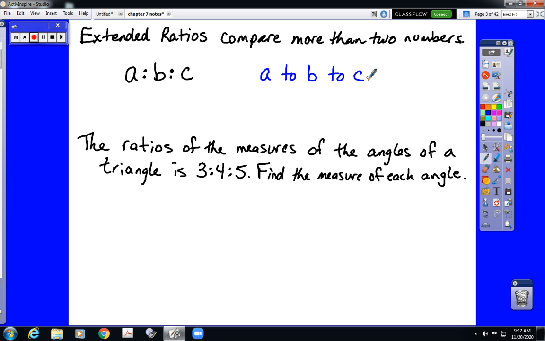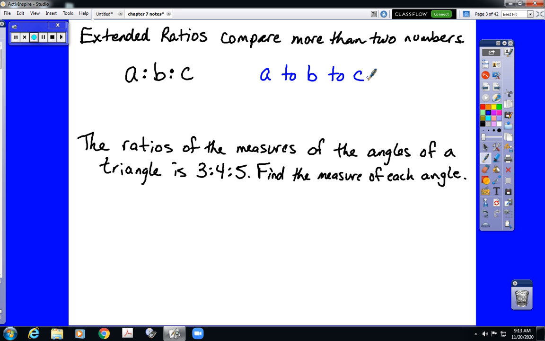The big thing here is that we cannot use the fraction version of ratios when we're talking about an extended ratio. Okay? Because we're comparing more than two numbers, and a fraction is only capable of comparing two numbers. That's the way the construct is designed. So we're going to see these in the form of the next two examples in the notes.